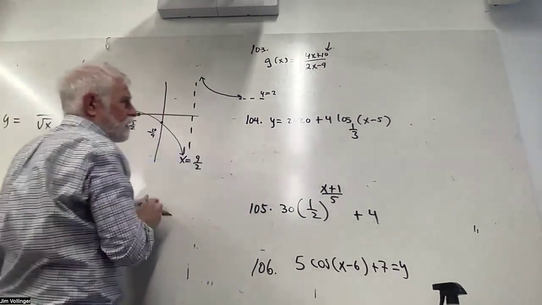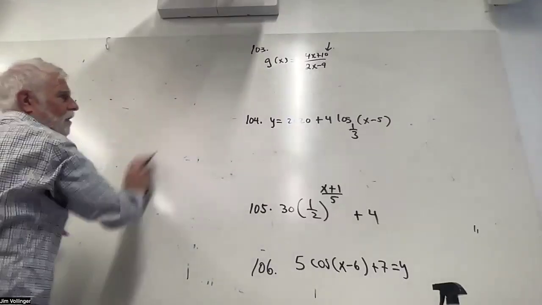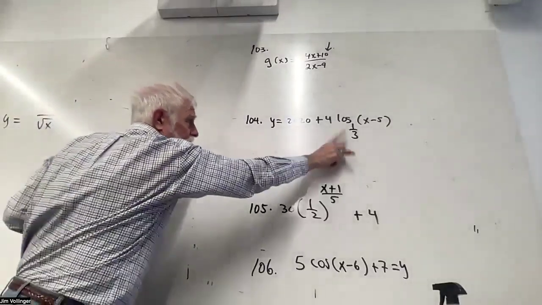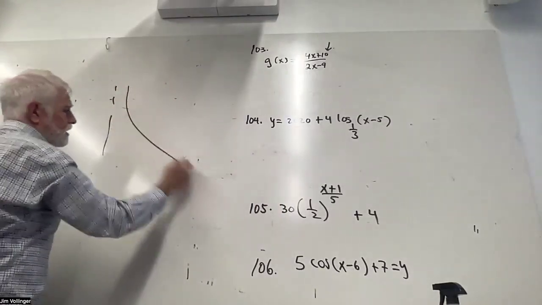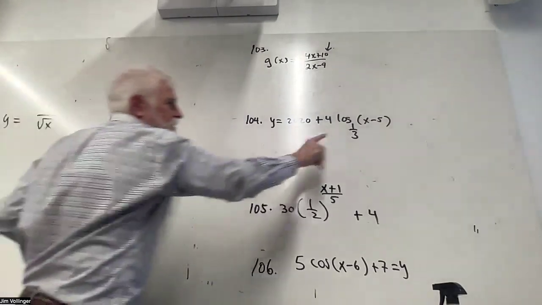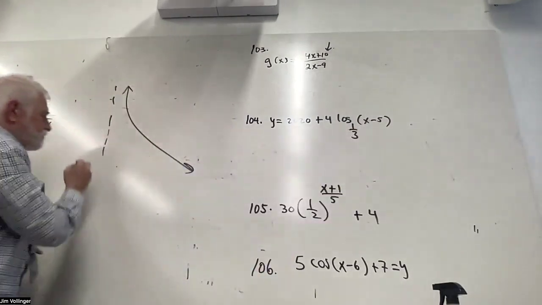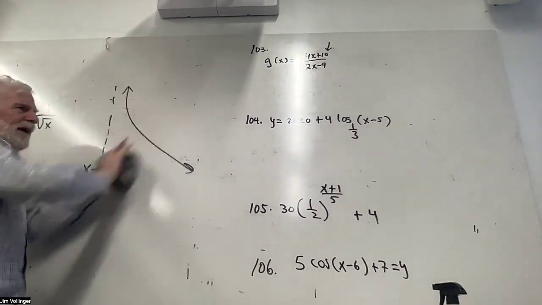Logarithm. Got another log here. All right, so it's the inverse of decay. So it's going to look like this. It's going to look like this. We did one a little while ago. So what makes the parentheses 0? 5. So there's my domain restriction. I need numbers bigger than 5.